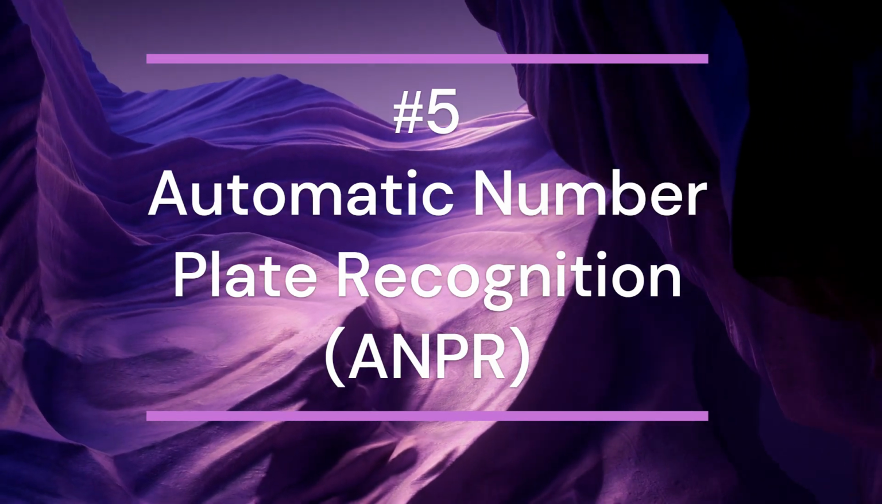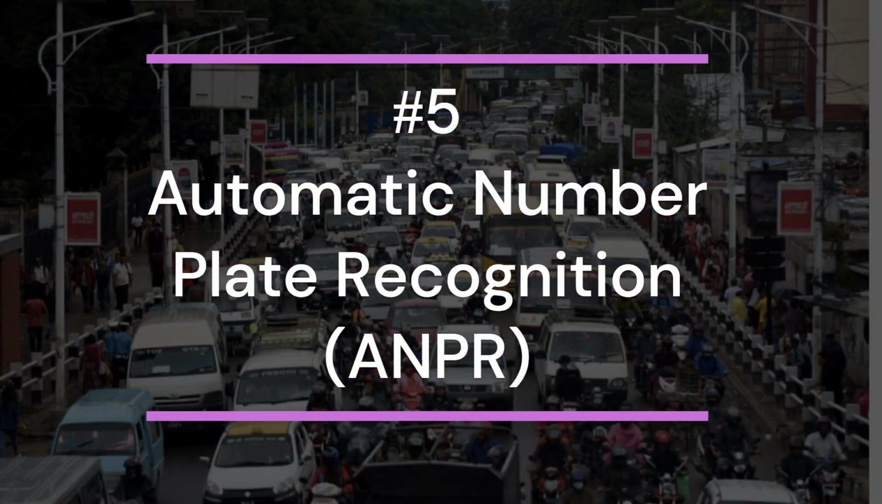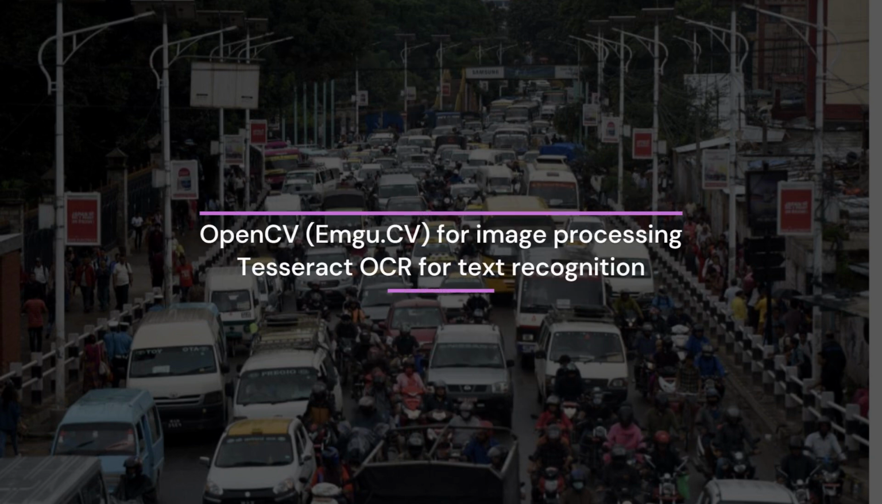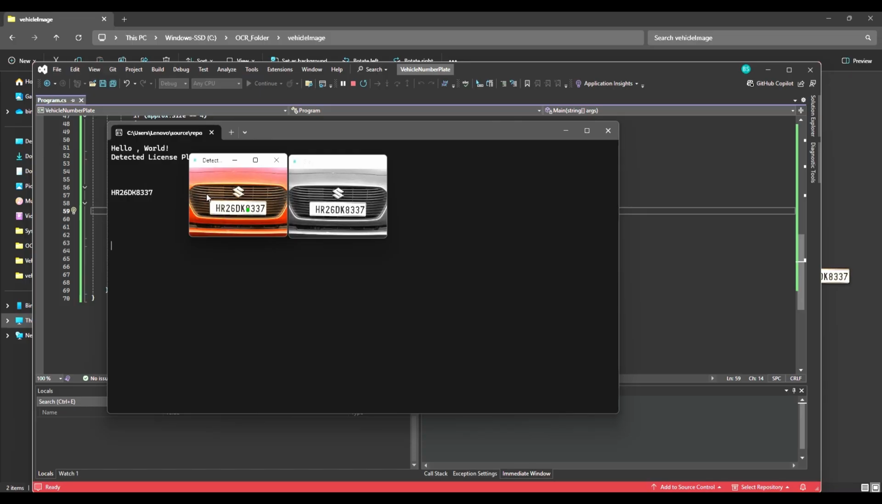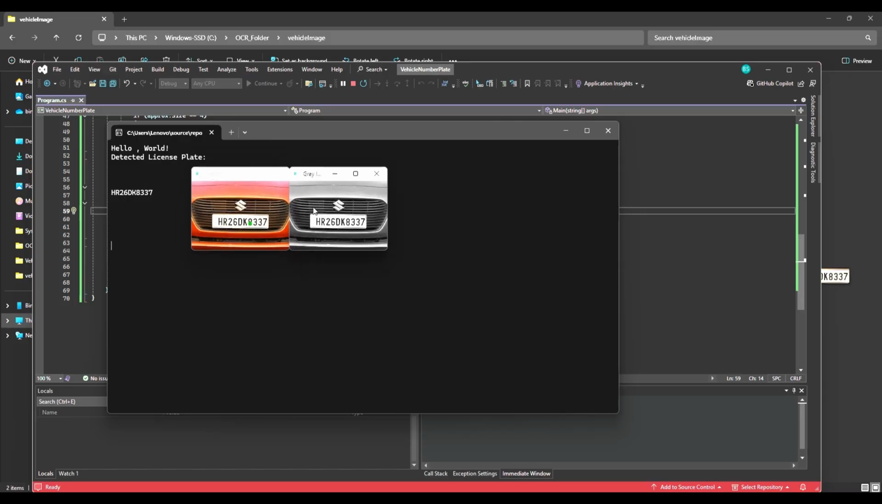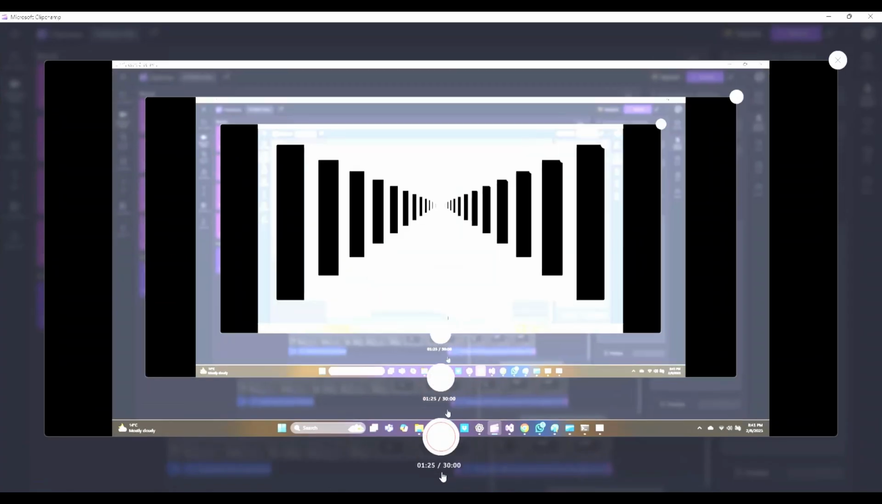Have you ever wondered how traffic cameras or parking systems automatically recognize vehicle number plates? In this video, we'll build an automatic number plate recognition (ANPR) system using C#, OpenCV, and Tesseract OCR. By the end of this video, you'll have a working C# application that can detect and extract text from vehicle license plates. Let's get started.